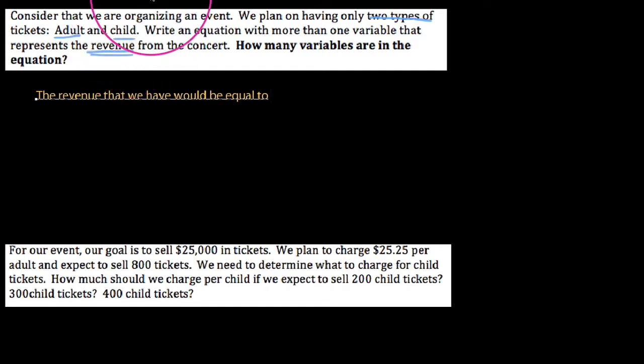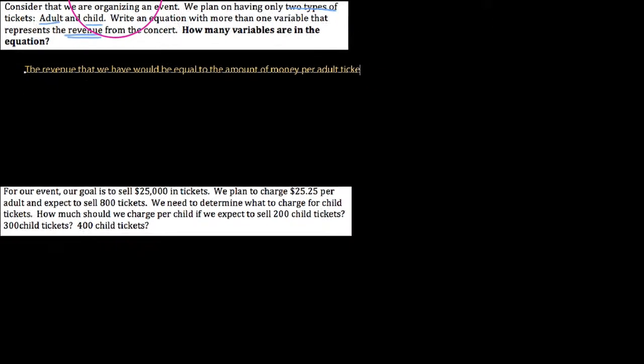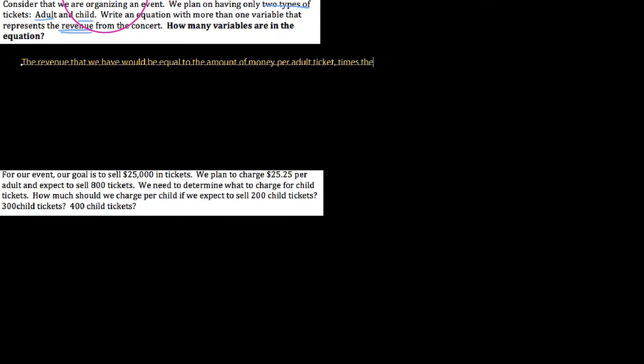Okay. So in terms of writing the verbal model, the revenue that we would have would be equal to the amount of money per adult ticket times the number of adult tickets, this is reasonable, plus the amount of money per child ticket times the number of child tickets.